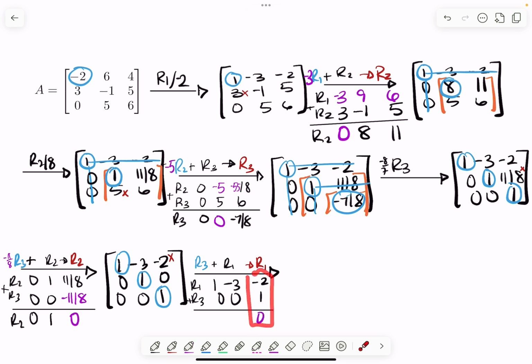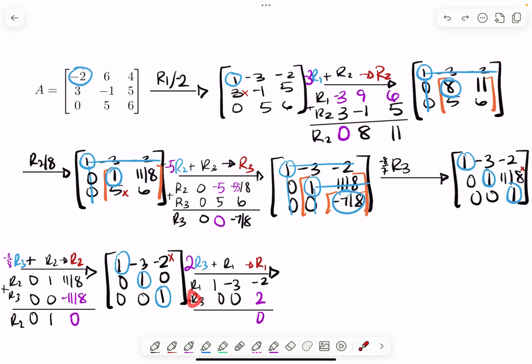Then I focus on this column only and I ask myself, how can I get it so that this plus this gives me 0? Well, this would have to be a 2. How can I get that one to be a 2? I would multiply by 2. But whatever I do to one entry, I have to do to the rest of them in that row. So I would take the entirety of row 3 and multiply by 2. So then this just becomes 2, and 0 times 2 is still 0.